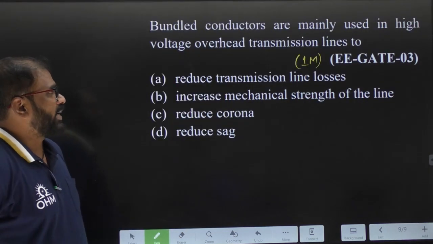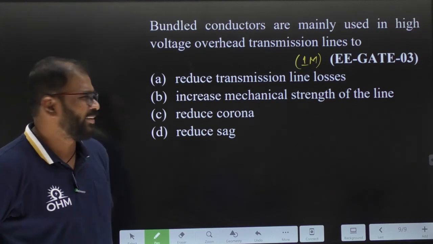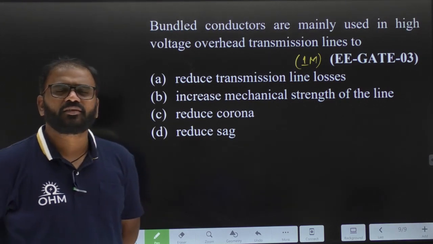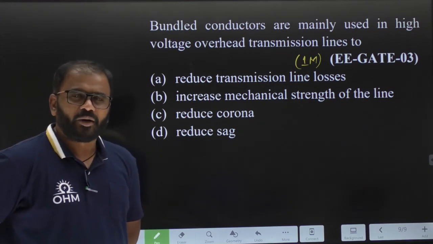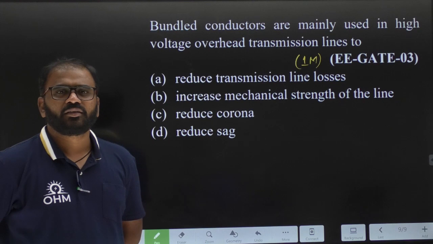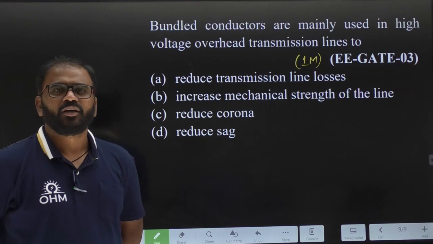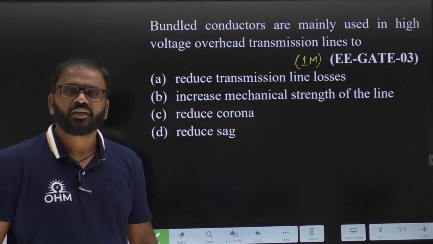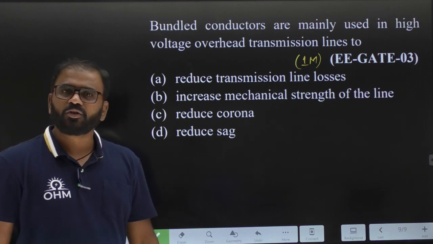In this question, bundle conductors are mainly used in high voltage overhead transmission lines to: reduce the transmission line losses, increase the mechanical strength of the line, reduce corona, or reduce sag. What is the best answer? Obviously, to reduce the corona. If you really notice, in our Indian power system, from 220 kV onwards we use bundle conductors. The main reason is that corona generally occurs for 220 kV and above operating voltage. That's why for 220 kV and above we use bundle conductors, because with bundle conductors, GMR will increase and the gradient at the surface of the conductor will decrease, so there is reduced corona.